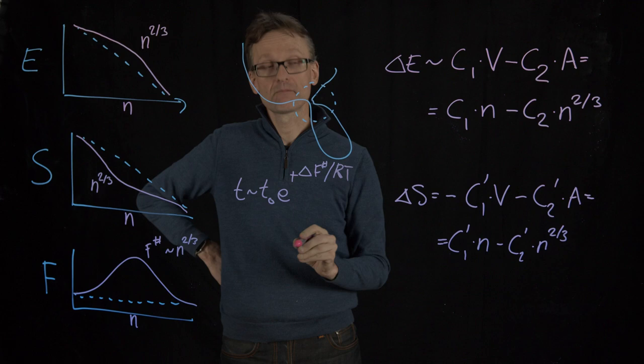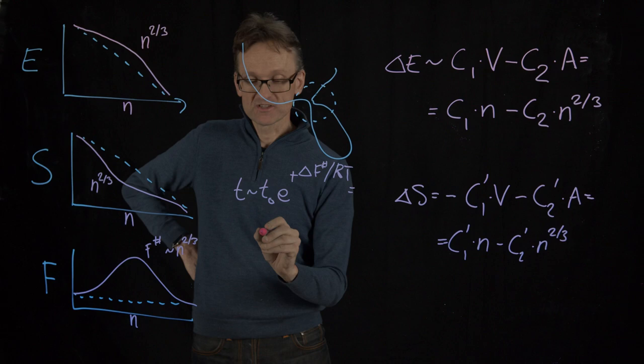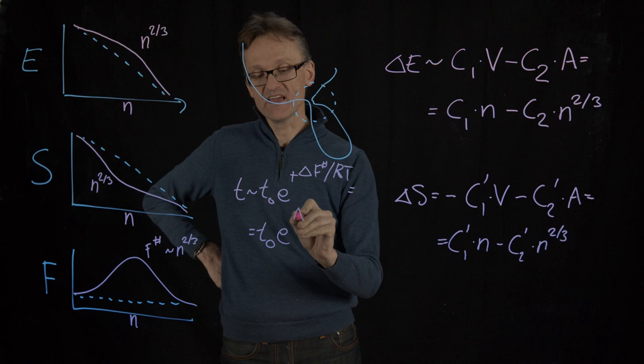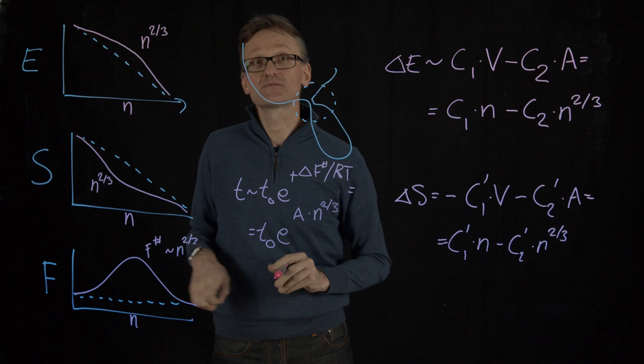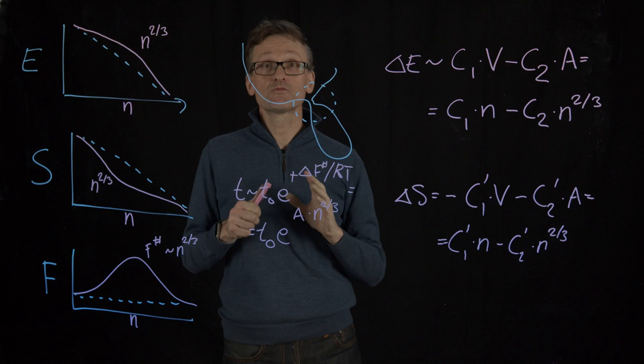And I don't care about all the constants here. So that's some sort of T0 multiplied by an exponent. Let's call it A multiplied by N raised to 2/3. I don't care what the units are in gray. This is what we should compare to Levinthal's paradox.